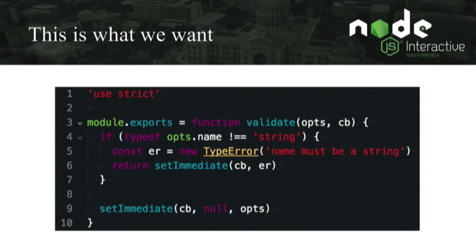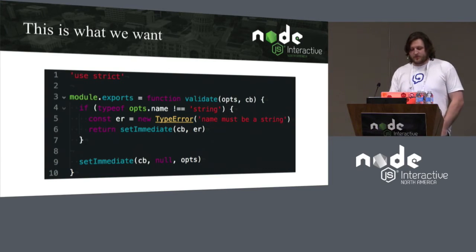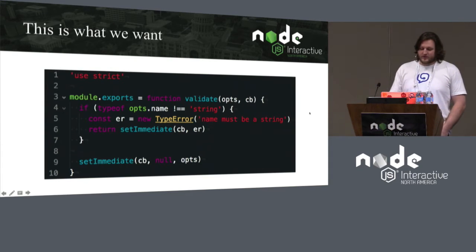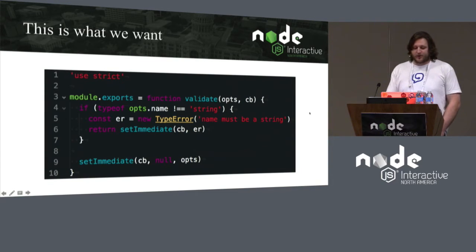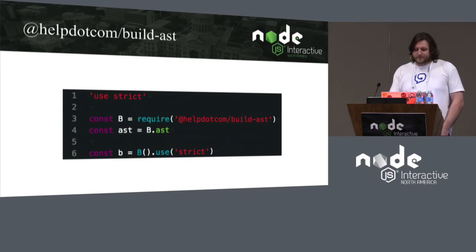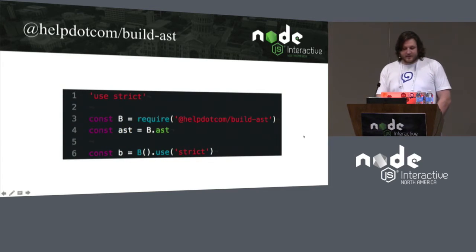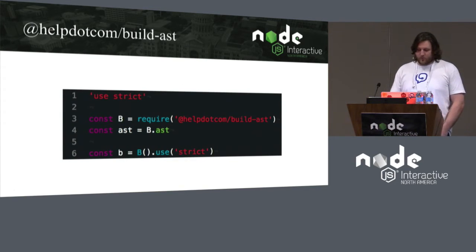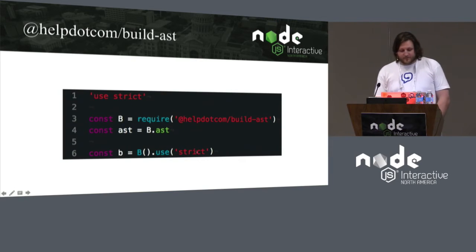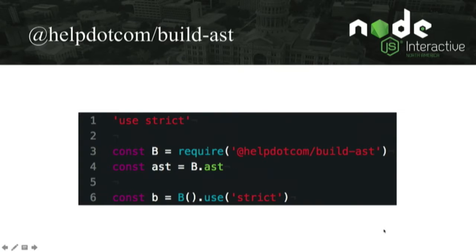So this is what we want here, and this is just a simple example as far as the validation goes. But once you get multiple properties on an object, it gets pretty long. To use build-ast, you first require it, and then you call it, and that will create a new builder. As you can see on line 6 here, we're calling use strict, so we're going to put the entire file in strict mode.